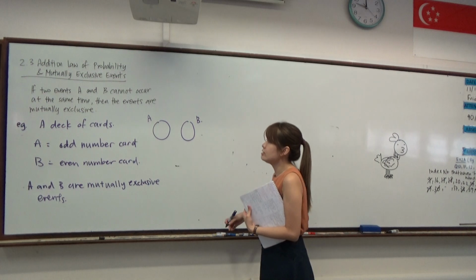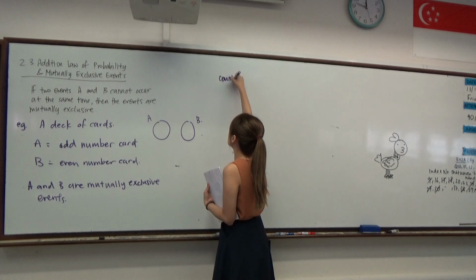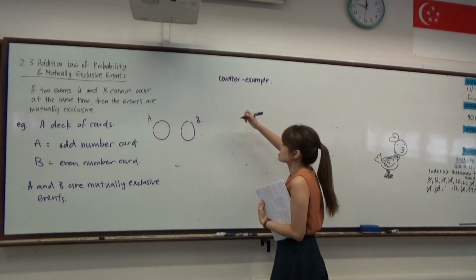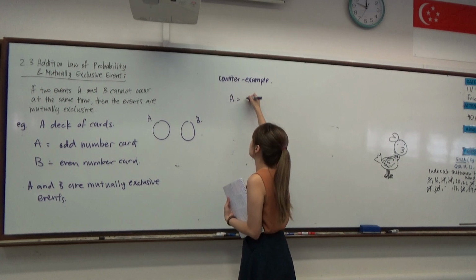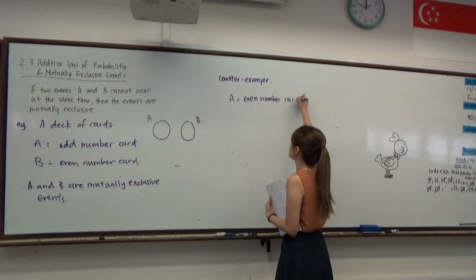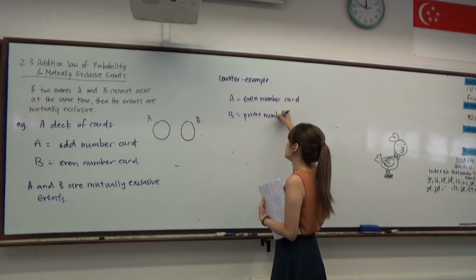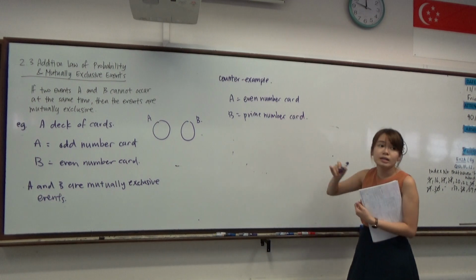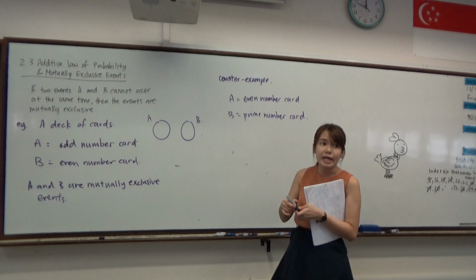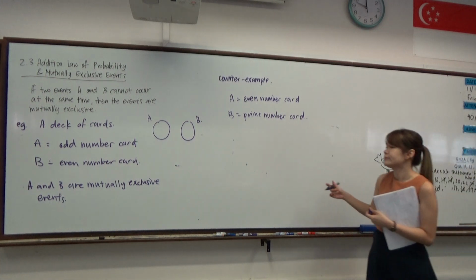On the other hand, they will not be mutually exclusive, for a counter example, also with a deck of cards. If I take A to be an even number card, and B to be a prime number card, then these 2 events are not considered mutually exclusive, because there is an even number that is also prime, and that is number 2.